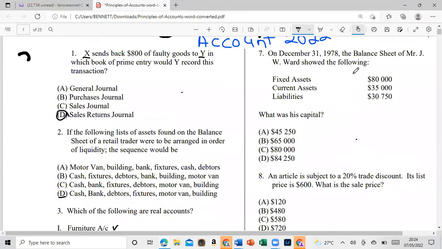On December 31st, 1978, the balance sheet of Mr. J. W. Ward showed the following. Fixed assets, $80,000, current assets, $35,000, and liability, $30,750. Again, it says what was his capital.